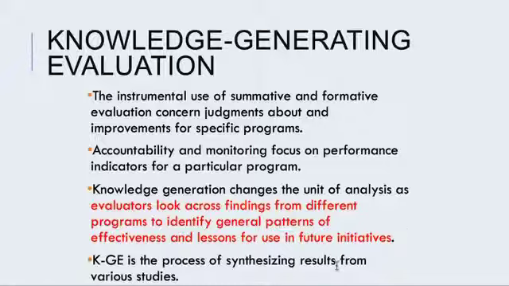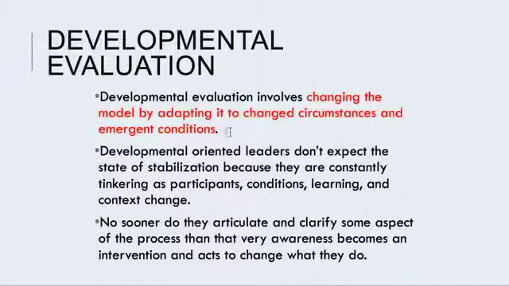The sixth type of evaluation is called a developmental evaluation. And this type of evaluation is much more ongoing, could be ongoing over several years, where you're changing your model by adapting it to changing circumstances and emergent conditions. So developmental-oriented evaluators don't necessarily expect stabilization, because they are aware that conditions are constantly changing as participants change, as conditions change, as learning changes, and as the context changes.